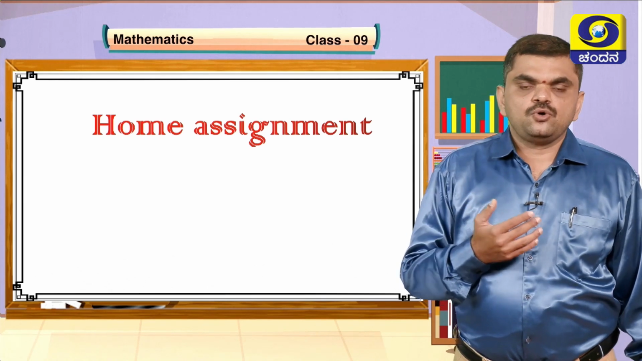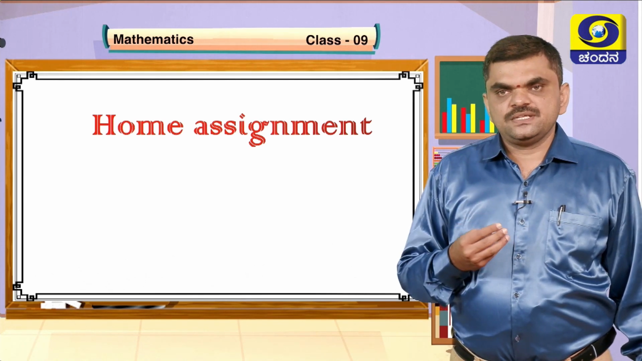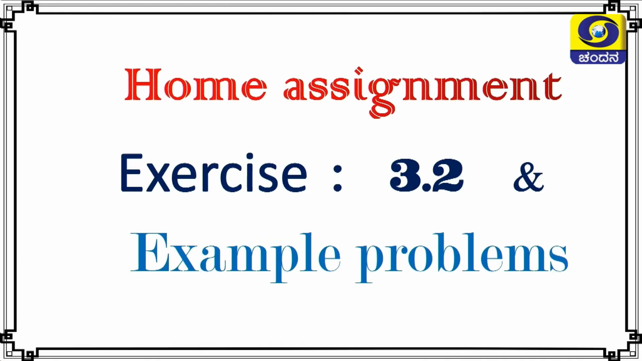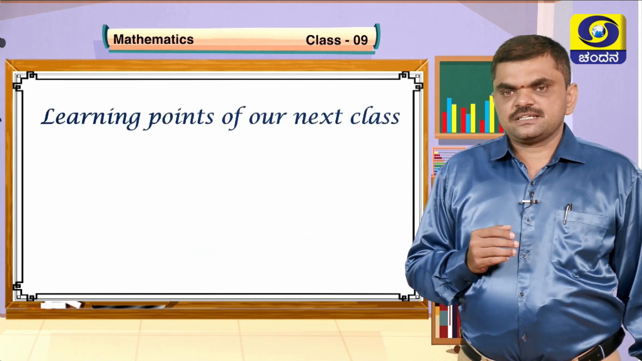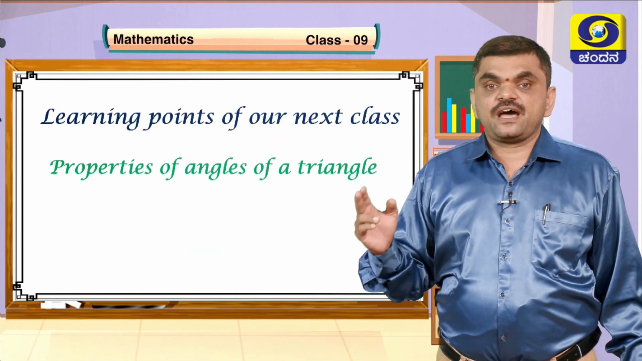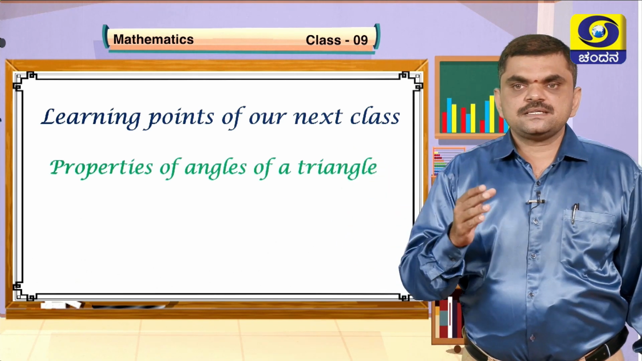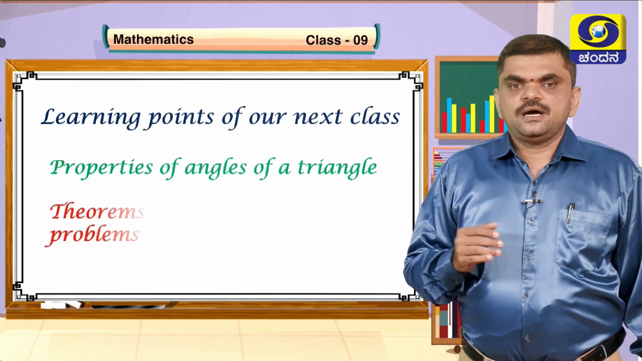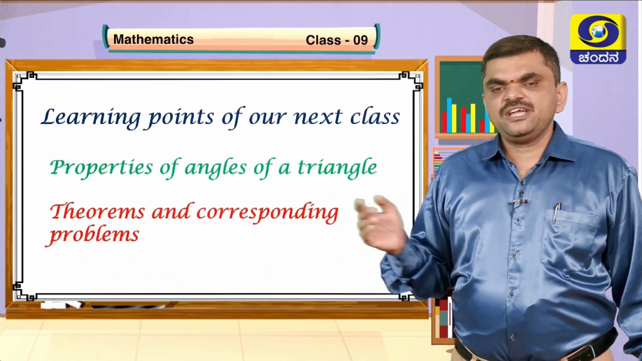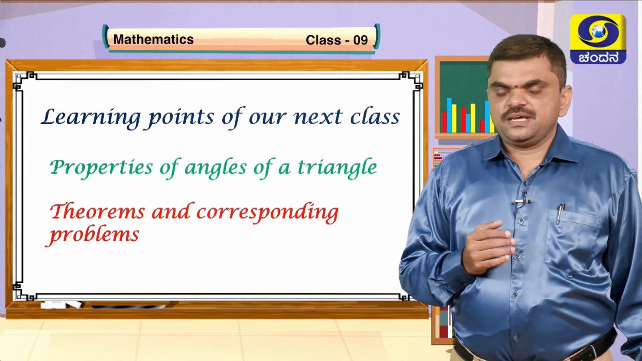Now it is time for home assignment, children. You have to do this home assignment, the exercise number 3.2, and there are some example problems also. Solve those problems. If you have any doubts, contact your class teacher or your mathematics teacher, children. They will definitely guide you. In our next class, we will discuss the properties of angles of a triangle, and again theorems on corresponding problems on those theorems, children.